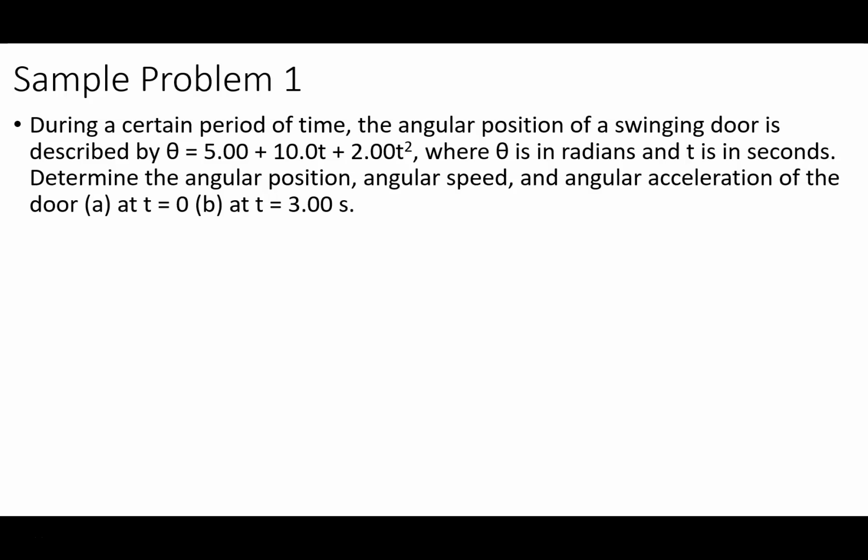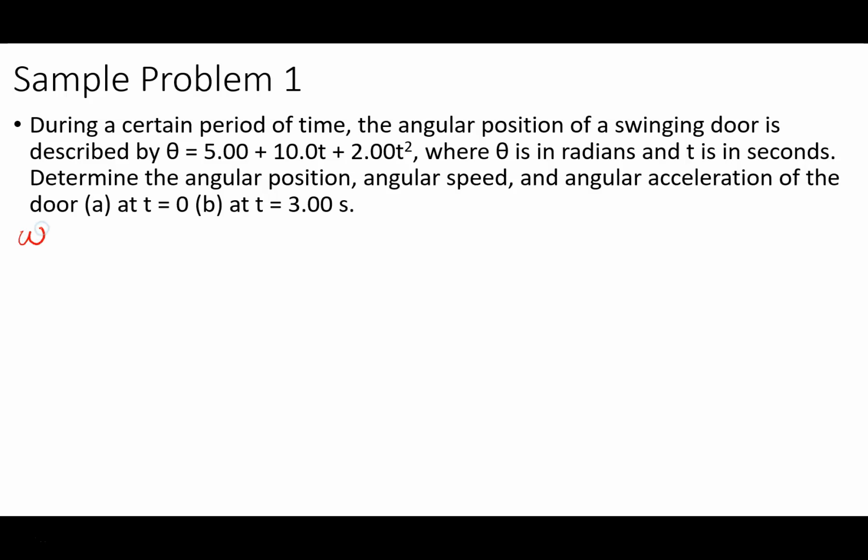During a certain period of time, the angular position of a swinging door is described by theta equals 5 plus 10t plus 2t squared, where theta is in radians and t is in seconds. Determine the angular position, angular speed, and angular acceleration of the door at A, t equals 0, and B, 3 seconds. So let's start by just taking the first and second derivative of our angular displacement function. That way we have an expression for angular speed and angular acceleration.